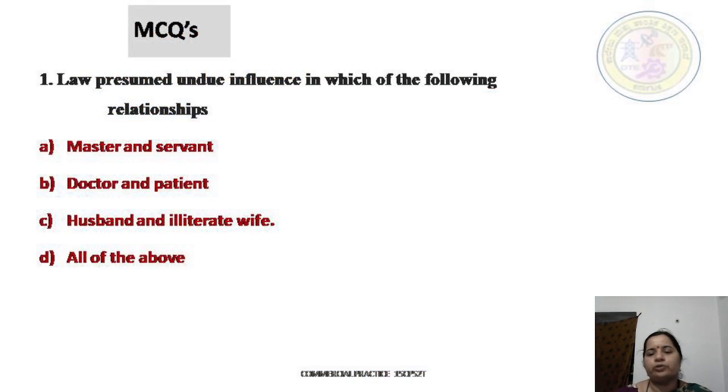Okay. We shall move to multiple choice questions. Law presumes undue influence in which of the following relationships? Master and servant, doctor and patient, husband and illiterate wife, all of the above. Think and answer. Okay.